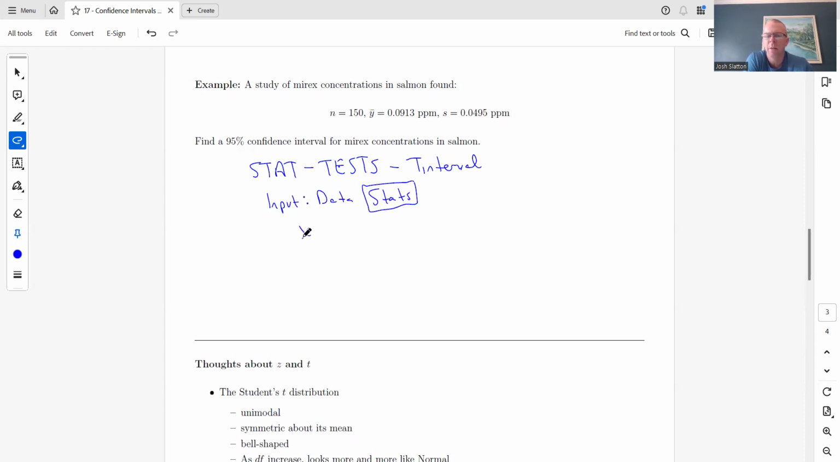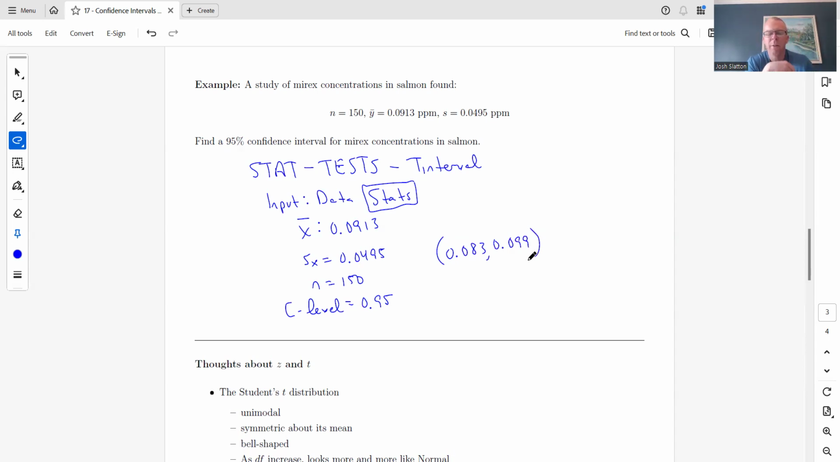And when you select stats, you will see that we have x bar and x bar again, and y bar. You can use either one, it's interchangeable. That, of course, is your sample mean. So you put the 0.0913. Next, you have your Sx, which is s, and that is 0.0495. And then we're going to have our n, 150, and then the C level, of course, is 95. And then we calculate, and we should get 0.083 and 0.099. So very easy.